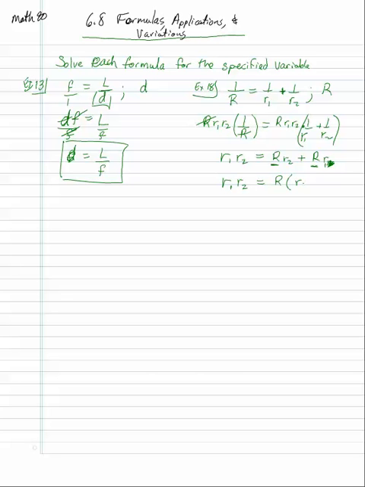Okay, so we factor out the capital R, so we get R times R sub 2 plus R sub 1. And then we're going to divide both sides by the parentheses. So we get r sub 1 r sub 2 over r sub 2 plus r sub 1 equals capital R. And then I'm done.